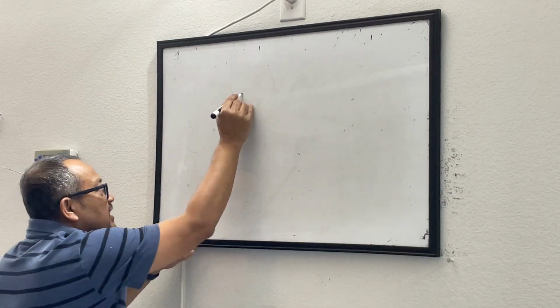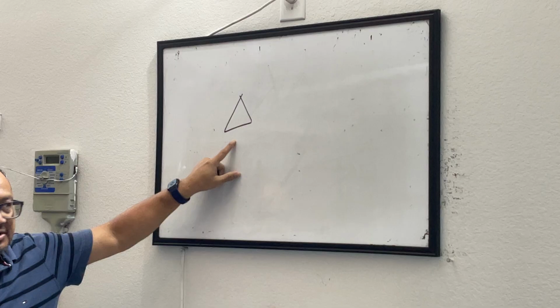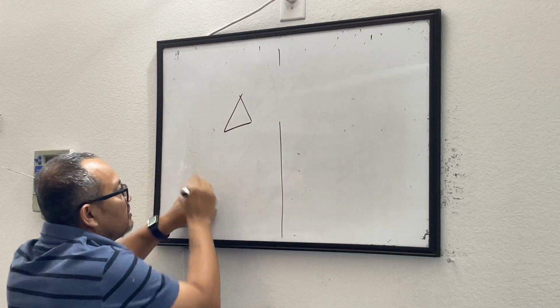Now let's start with the triangle. I have this triangle. Okay. Let's say this is my coordinate plane.